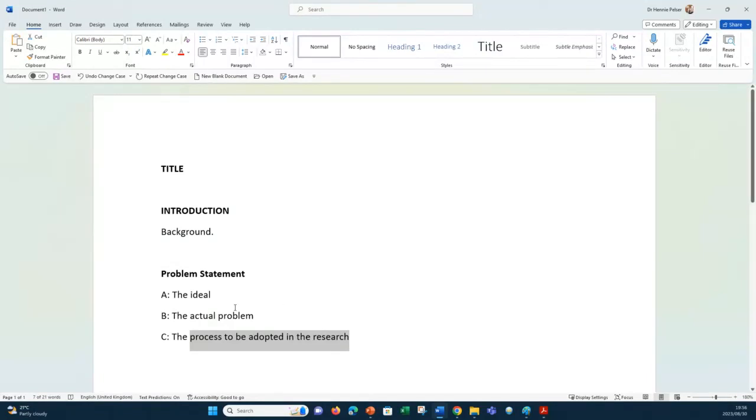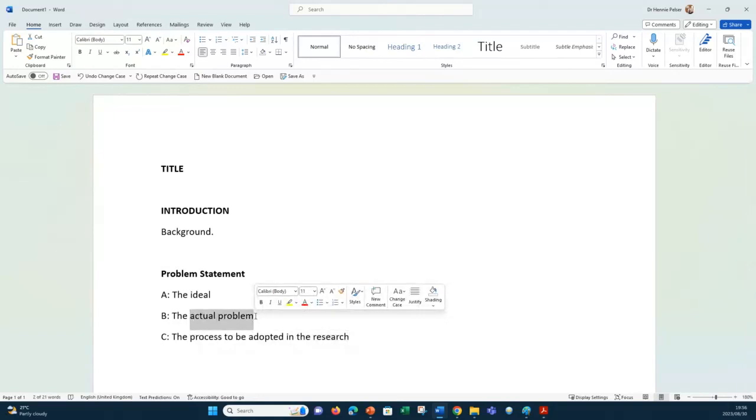So if we look at the actual problem, it is the deficiency. It is the reason that we're doing the research. It is the shortfall. It's the difference between the ideal and the reality. So you have to ask yourself, why is it necessary to do this research? What issue am I trying to address? What problem am I trying to address? Mads, what are you trying to sort out in your research?